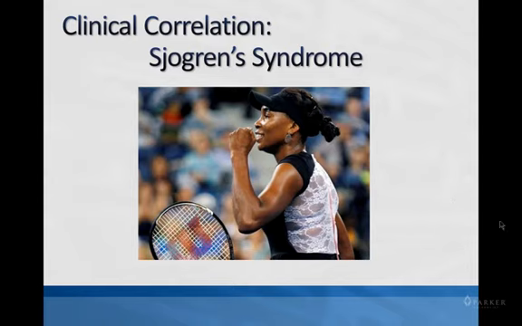Now, this is a picture of Venus Williams. This tennis player, Venus Williams, was diagnosed with Sjogren's syndrome. It caused her to pull out of some tournaments because of the diagnosis until they could do some more treatment, and they generally just treat the symptoms. There is no cure for this condition.